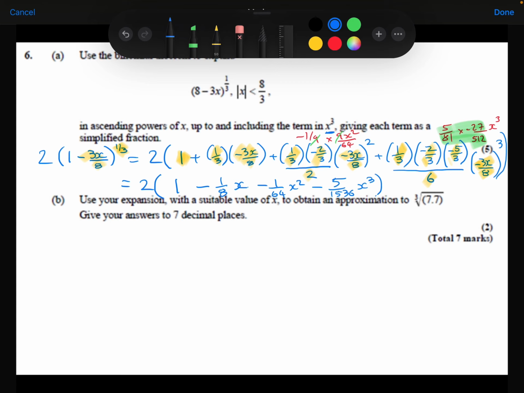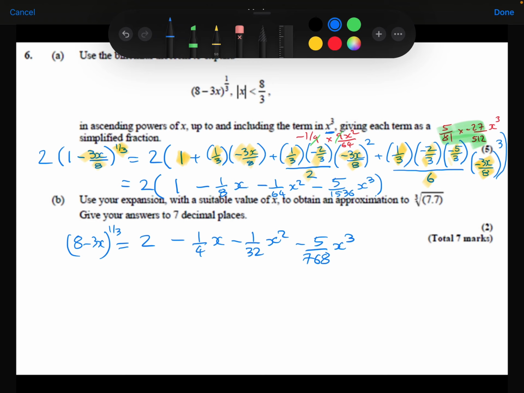Multiplying each of those terms by 2 now. We'll get 2 times 1 is 2. 2 times the minus 1/8 is minus 1/4. 2 times the minus 1 over 64 is minus 1 over 32. And then we'll get 2 times the minus 5 over 1536, which will be minus 5 over 768. And this is my expansion for (8 minus 3x) to the power of 1/3. That's my answer for part A.